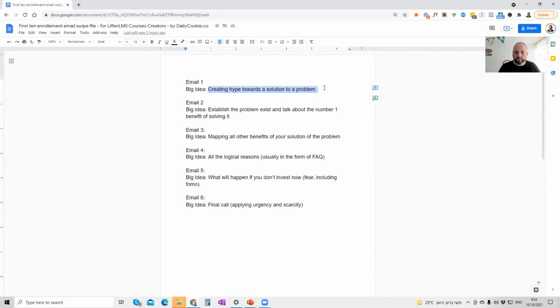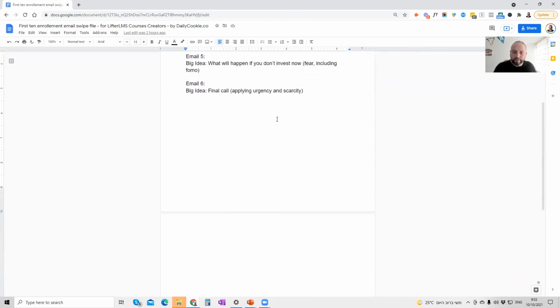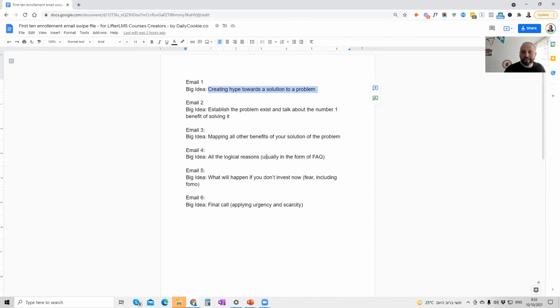So email 5 is all about what will happen if you don't invest now. This is all about fear, and you should include even fear of missing out. Just really focus on that emotion. And finally, email 6, the final call, where I want you to apply urgency and scarcity, meaning not just, hey, there's 24 hours left, but also, I'm only taking 10 people. And if you already have people who joined, then tell them that you have 6 left or 5 left or 3 left. So over here at the bottom, when you open it, you will see the actual swipe file.